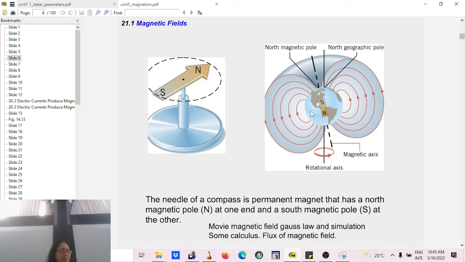Now, this is very important for us because the magnetic field is a shield. It's going to protect us against cosmic rays coming from the sun, coming from space. So each time you have all those mean particles, not neutrons, but protons and electrons, that want to hit the Earth, they are going to be trapped inside this magnetic field. So it's protecting us.